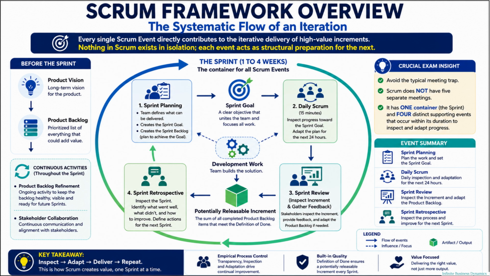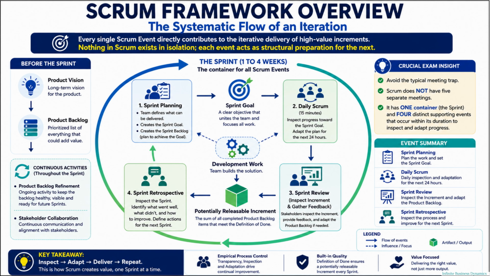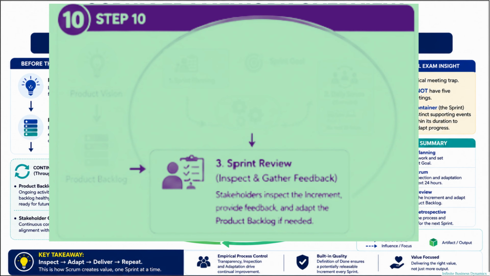Near the end of the sprint, the Scrum team conducts the sprint review. The sprint review is much more than a product demonstration. Stakeholders inspect the increment, provide feedback, discuss changing business needs, and identify new opportunities. Based on this discussion, the product backlog may be updated. In simple terms, the sprint review improves the product.